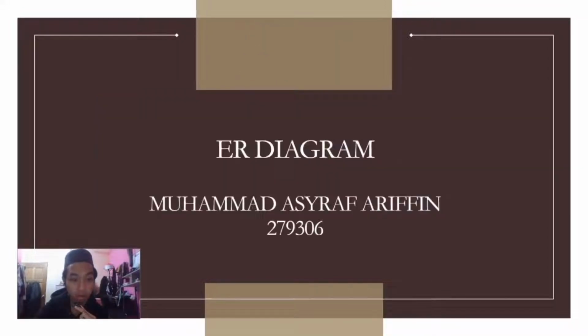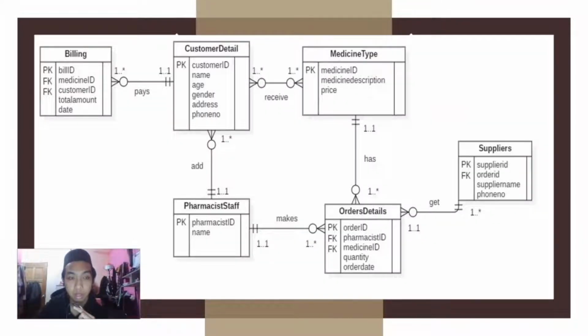Now I will present the ER diagram for the pharmacy management system. The ER diagram consists of 6 entities: billing, customer detail, medicine type, pharmacy staff, order details, and supplier. The attributes of the entity billing are bill ID as the primary key, medicine ID taken from medicine type as the foreign key, customer ID taken from customer detail as the second foreign key, total amount, and date.